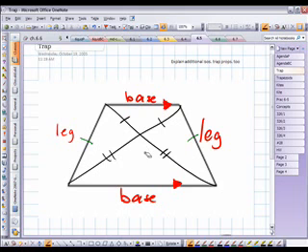Also, when you have an isosceles trapezoid, now the angle on the left is the same as the angle on the right, and these are the same as each other. So not only do we have supplementary top and bottom, but also from left to right they're congruent.